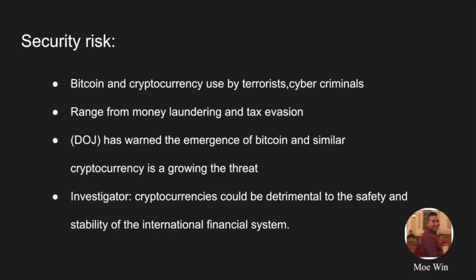So that means individuals can use cryptocurrency to purchase illegal or highly regulated merchandise, including certain classes of drugs or firearms. The U.S. Department of Justice views growing Bitcoin and cryptocurrency use as a national security threat. They said Bitcoin and cryptocurrency are used by terrorists and cyber criminals, for everything from money laundering to tax evasion. From the investigator's point of view, cryptocurrency could be detrimental to the safety and stability of the international financial system.